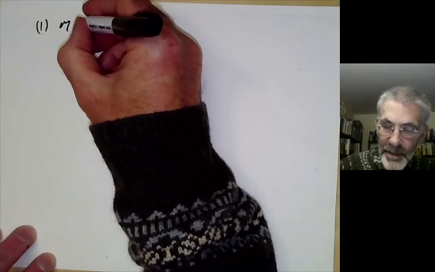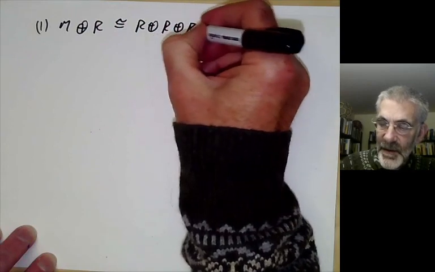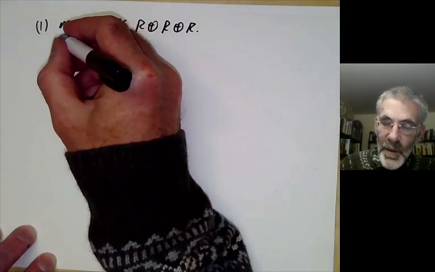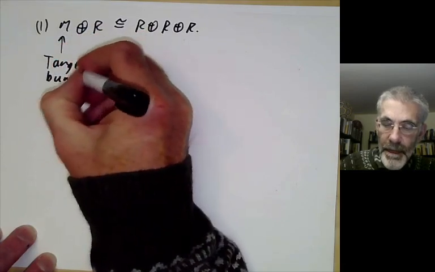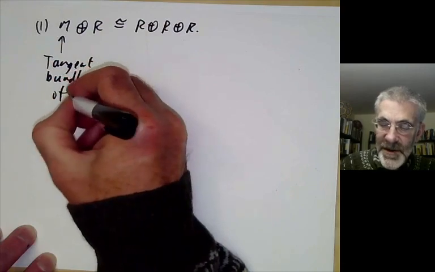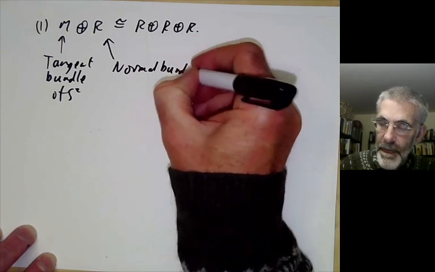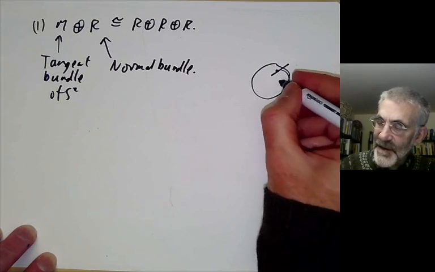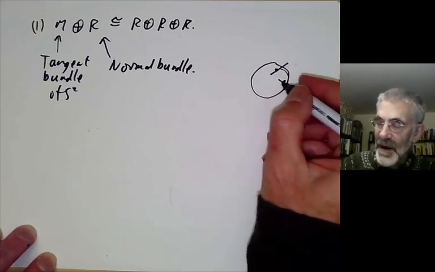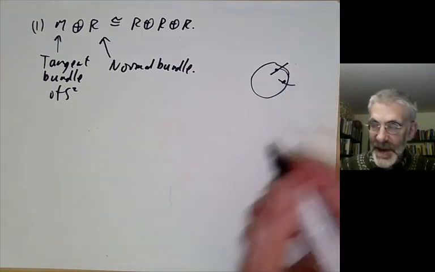So let's first of all show that M plus R is isomorphic to R plus R plus R. Well, this follows easily because this comes from the tangent bundle of S2, and this R is just the normal bundle. So the normal bundle of S2 just means at each point you take the one-dimensional vector space of things that are orthogonal to the sphere at that point. So it's the orthogonal complement of the tangent bundle.